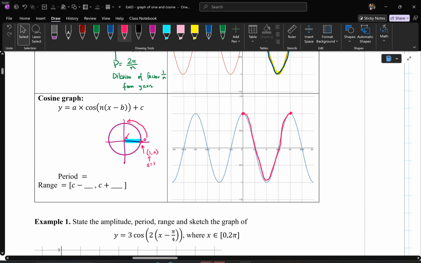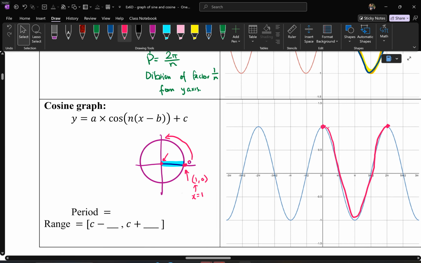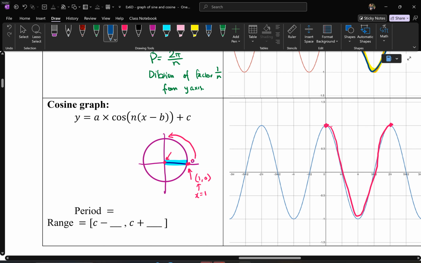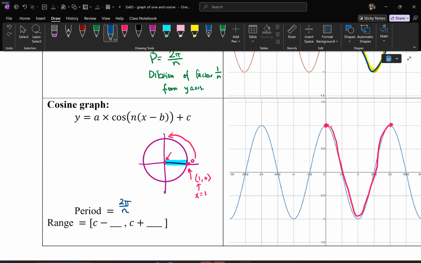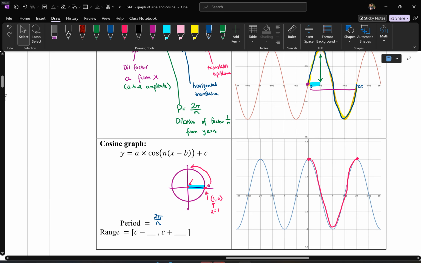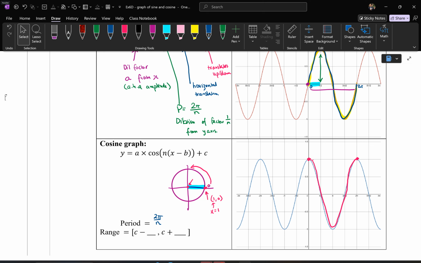All right, team, so what is the period? We already said before, the period is equal to 2 pi on n. The range, what is the range for your cosine and sine graphs? What's the range? It's -1 to 1, okay? But the 1 usually depends on A, because if A is 1, then the amplitude is 1.